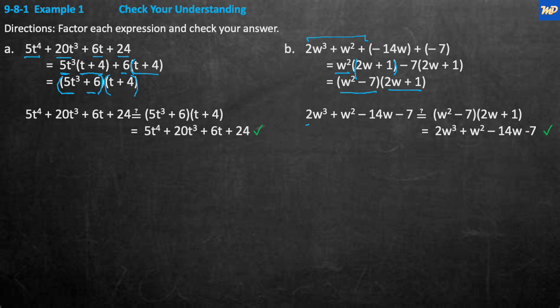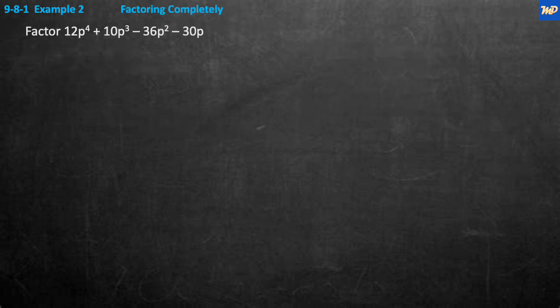Now let's see if it works. What we want is this right here, and we want to know if this, what we just came up with, will give us that. So let's do it. W squared times 2w is 2w cubed. W squared times 1 is w squared. Plus, right? Negative 7 times 2w is negative 14w, and negative 7 times 1 is negative 7. Yes, it checks.